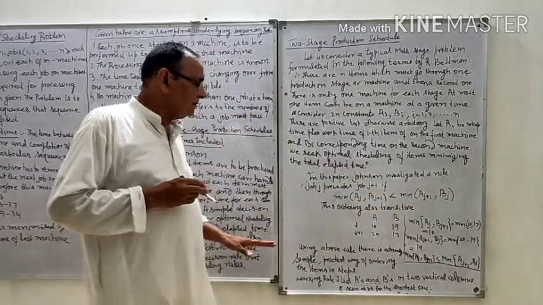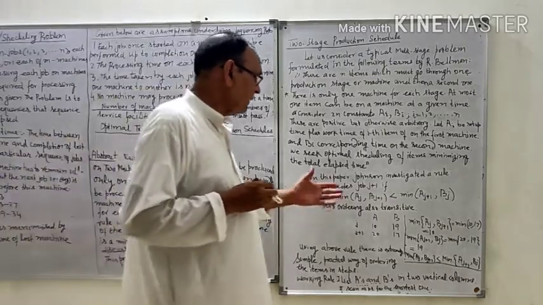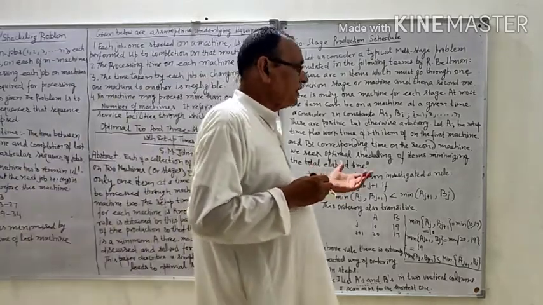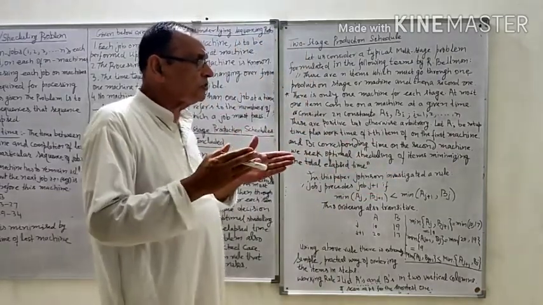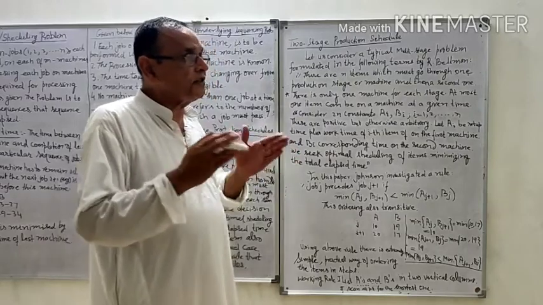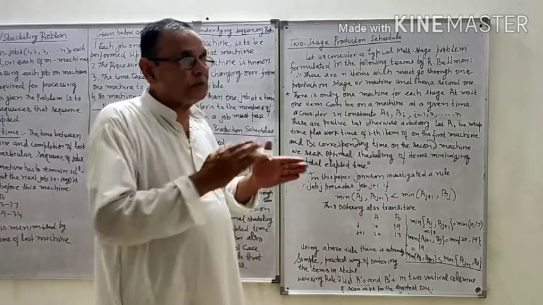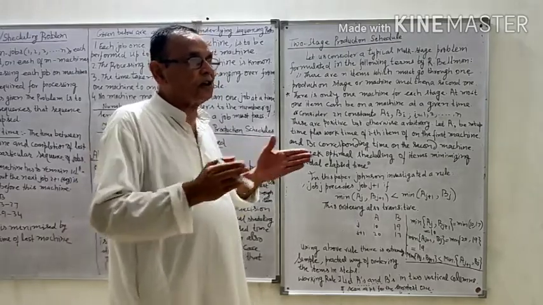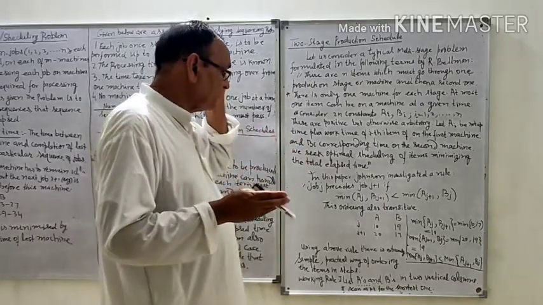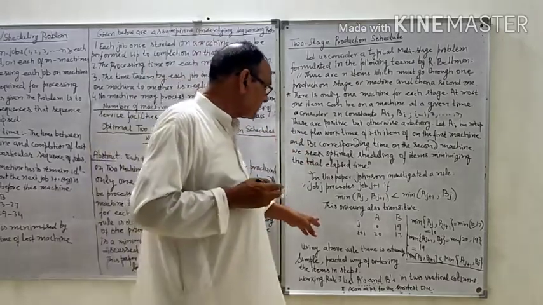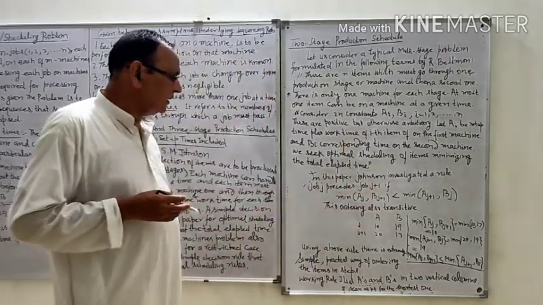And this ordering is also transitive. What is the transitive property? If some relation occurs between two situations 1 and 2, and it also occurs between 2 and 3, then it should imply that the same relation also occurs between 1 and 3. So that is the transitive property. And this ordering is also transitive. Now I am giving an example.